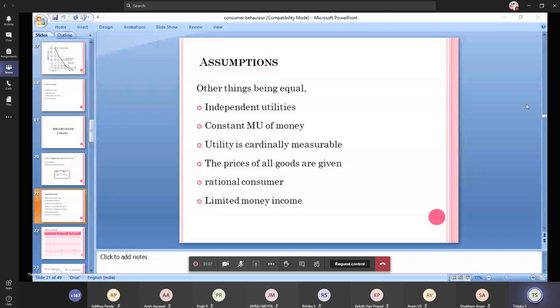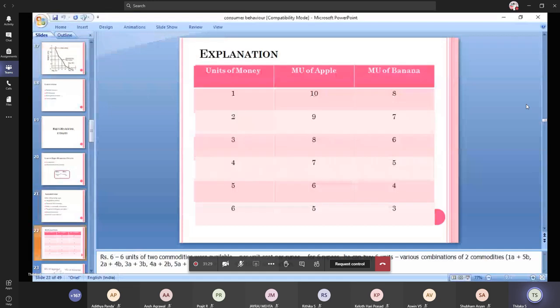So, the explanation. Here also we have a table. In this table we have the units of money as well as the utilities of the two commodities. Here we took an example of apple and banana. Take your notebook. Did you take it? Okay, just listen carefully.